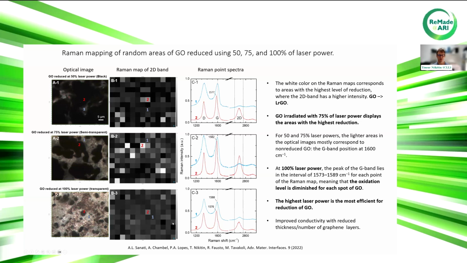And this was then correlated with the results of the conductivity. It was shown that the higher reduction also corresponds to higher conductivity with reduced thickness, that is, the number of graphene layers. This work was done in collaboration with the engineering department of the University of Coimbra.